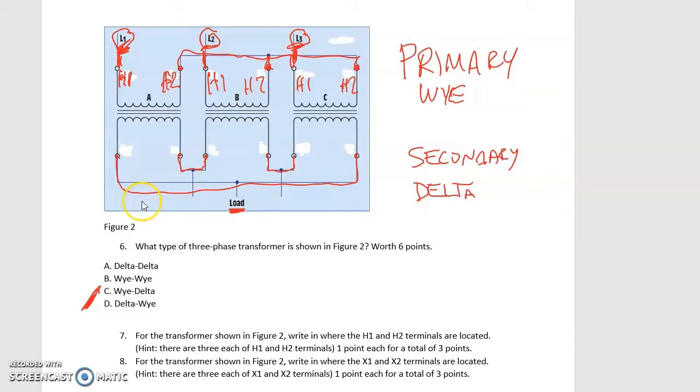Number 8, we're looking at the secondary side of the transformer. Again, every one of these coils gets an X1 and an X2. We use X's on the secondary. So X1, X2, X1, X2, X1, X2.